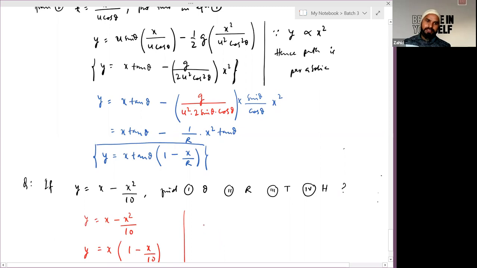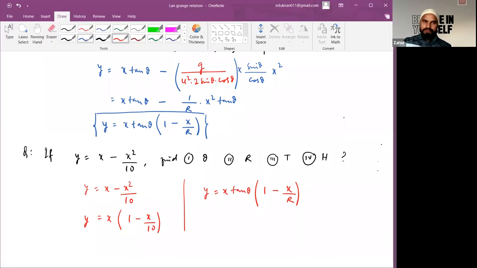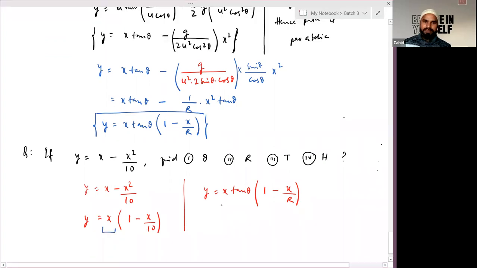If we relate this expression with the above one, that is y is equal to x tan theta times 1 minus x by r, just compare these two terms. You will say the coefficient of x, that is this term and this term, must be equal. So on comparing, you will say tan theta equals 1, theta will be equal to 45 degrees. Is it clear how I just equated them?